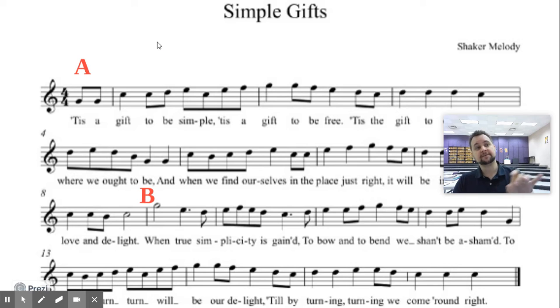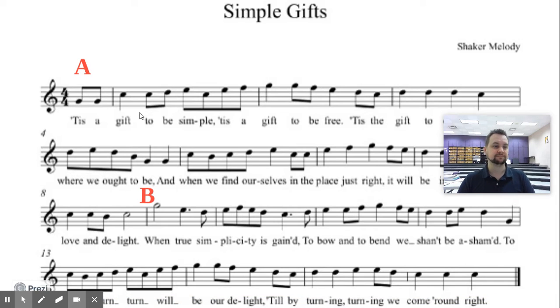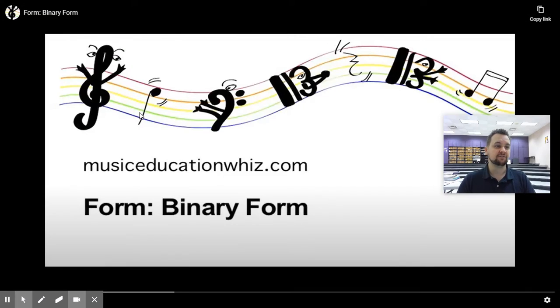So you can see that the A and the B are different. It's different musical material. They contrast. So here's an example of binary form.